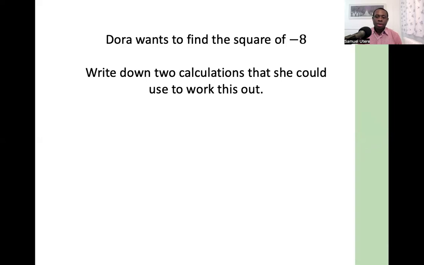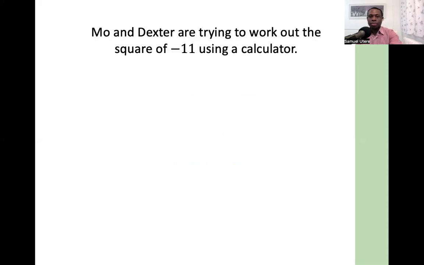Well, Dora could do 8 squared. To square something means to multiply that number by itself. So to square a number means to multiply that number by itself. So Dora could do this, which is 64. Dora could also do this in a calculator by using brackets with -8 in those brackets and then pressing the square button, which is also 64. Notice the square button, because in the next slide, I'm going to tell you why it is important and why we use it.